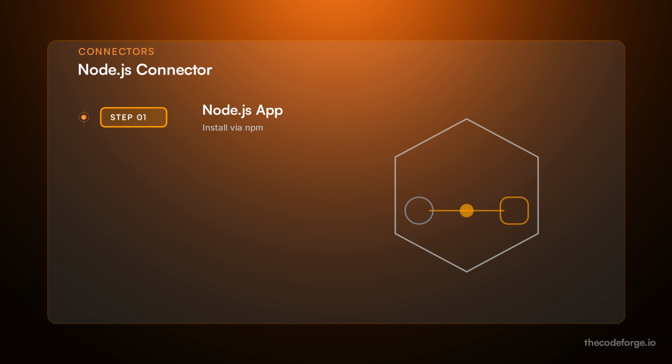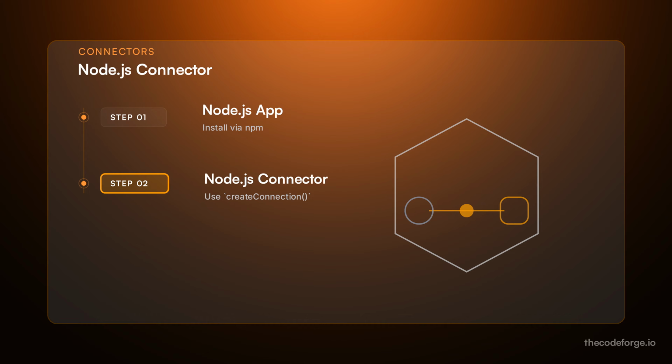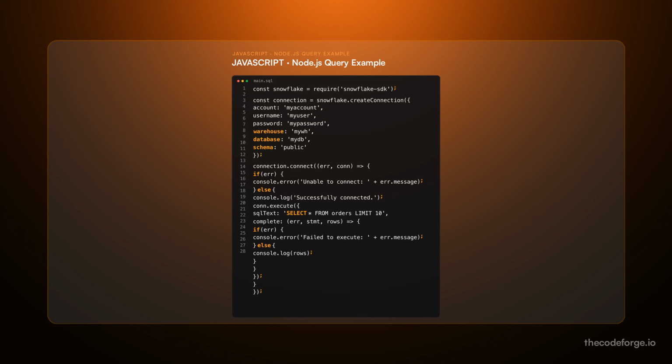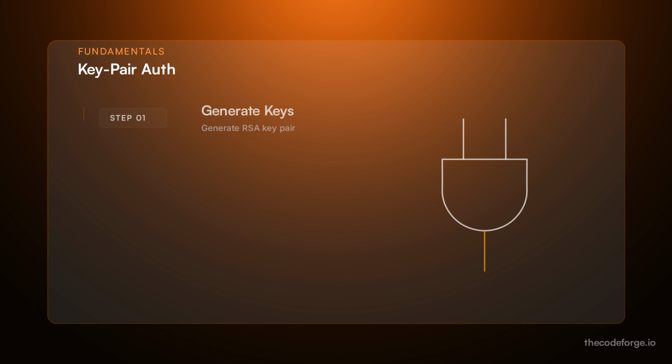Snowflake also provides a native Node.js Connector. Install it with npm, use create connection, and execute queries using callbacks or promises to retrieve result rows. It's lightweight, ideal for microservices. This Node.js example connects and runs a query. The callback pattern handles errors and results. Use connection pooling and environment variables for production. For production, avoid password authentication.